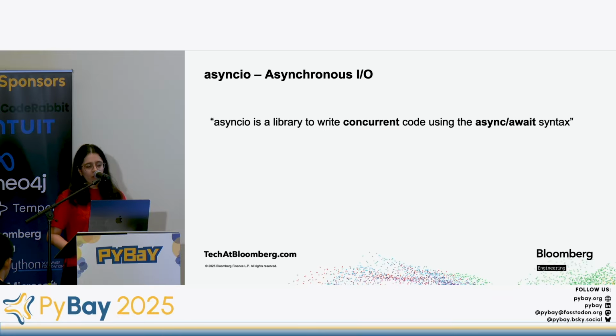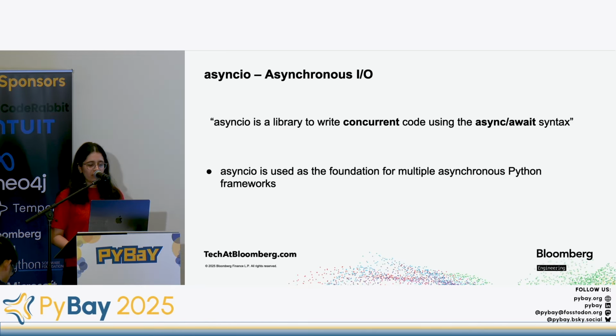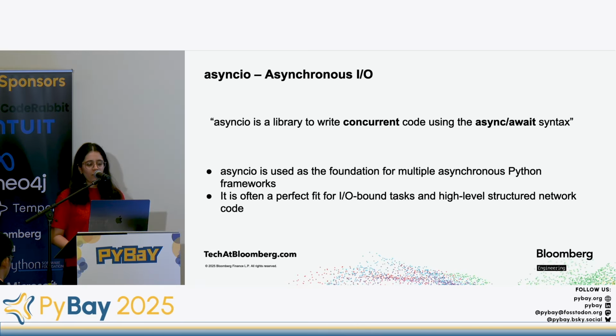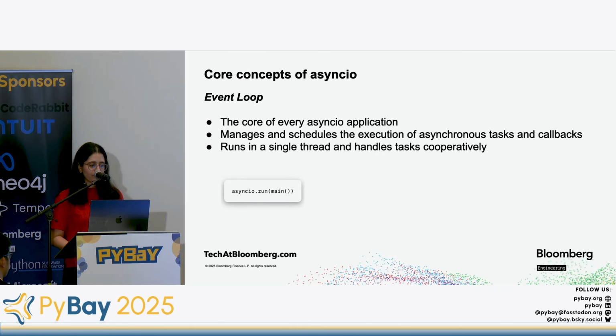So what is async I/O? As the Python documentation says, async I/O is a library to write concurrent code using async await syntax. And it's used as a foundation for multiple asynchronous Python frameworks. And it is often a perfect fit for I/O-bound tasks and high-level structured network code.